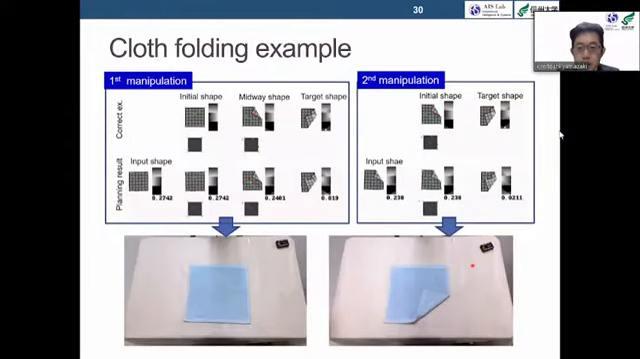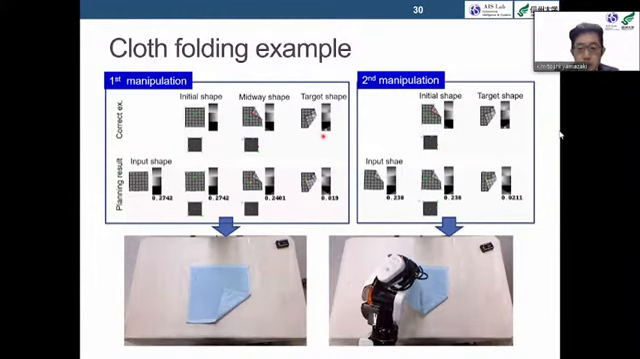Using the system mentioned in the previous slide, the robot solved a folding problem, with this initial shape and the target shape. The left bottom movie shows the first manipulation, and then the right bottom shows the second manipulation. In both steps, one-hand manipulation is automatically selected and generated. A similar shape to the goal state was obtained.